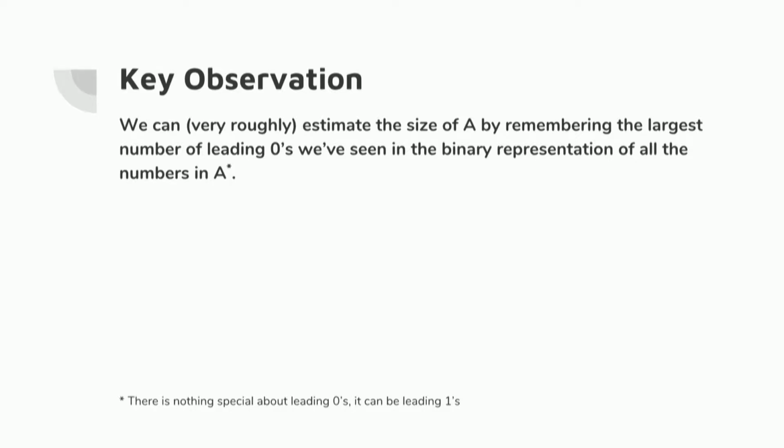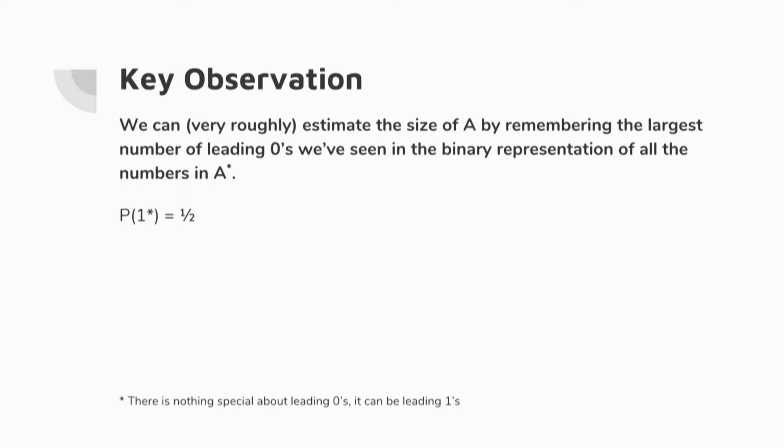So I'll say that one more time. We'll basically look at our list of randomly distributed numbers, look at the binary representation of each element, and then just remember the biggest number of leading zeros, counting from the left, that we've seen. Now, why is this a useful thing? This seems like a very esoteric way of counting, right?